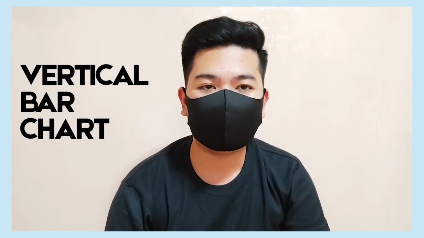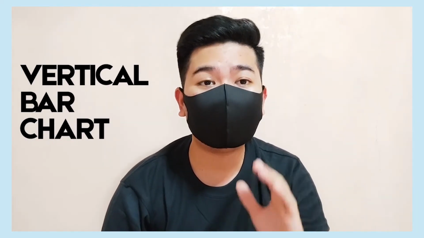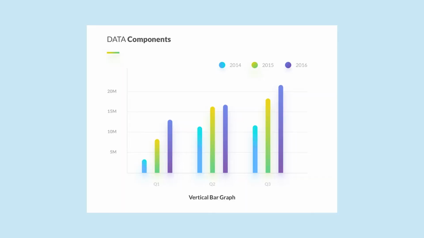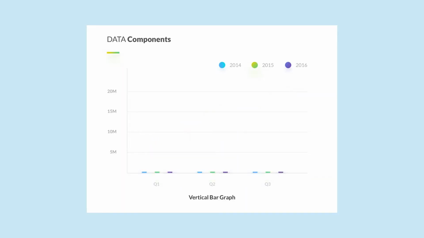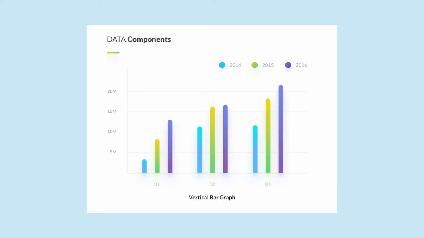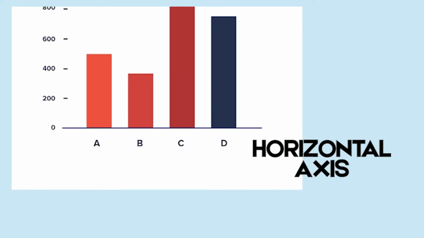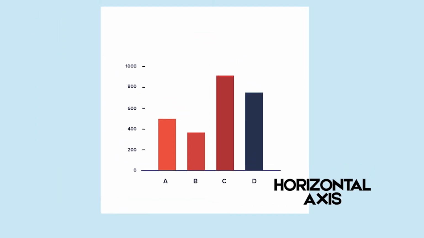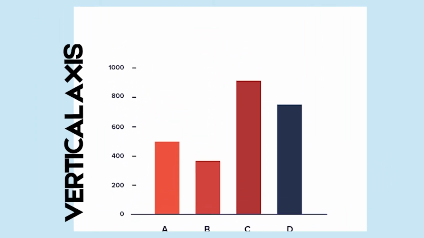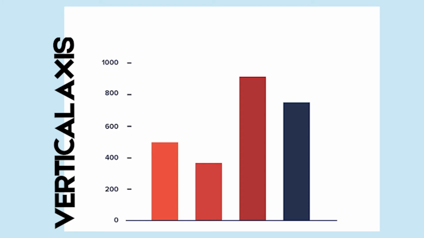Vertical bar chart. A vertical bar chart is the most common type of bar graph, and it is also referred to as a column graph. It represents the numerical value of research variables using vertical bars, whose lengths are proportional to the quantities that they represent. The data categories are placed on the horizontal axis of the graph, while the numerical value is placed on the vertical axis of the graph.